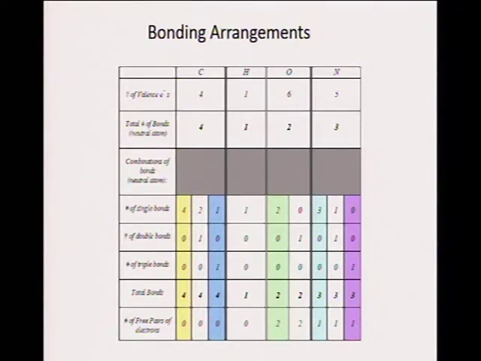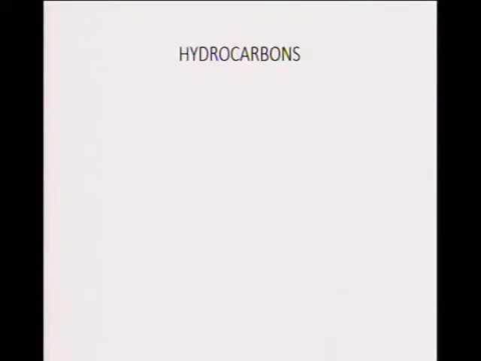For carbon is 4, 1, 2, and 3 for oxygen and nitrogen. And then the number of single bonds. These are very important, especially for carbon compounds. Number of single bonds that can be formed, number of double bonds that can be formed, number of triple bonds that can be formed, and the total bonds. This will help you, especially when you are trying to draw molecular and structural formulas of compounds.